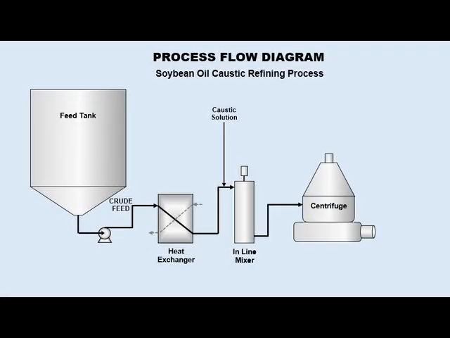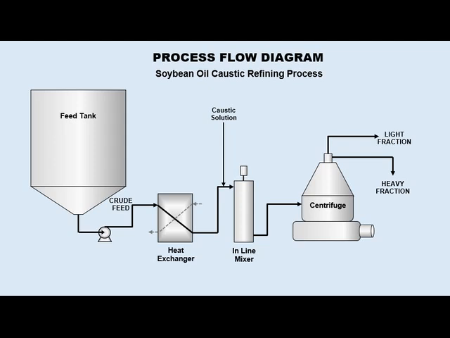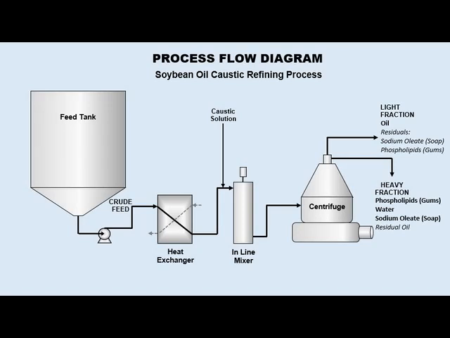The soapy oil is then fed to a centrifuge. The centrifuge separates the soapy oil into two fractions. One fraction consists of a light, oleophilic, or oil-loving fraction. The other fraction consists of a heavy, hydrophilic, or water-loving fraction. The light fraction consists primarily of oil, along with a residual amount of soap and non-hydratable gums. The heavy fraction contains mostly hydratable gums, water, and soap with some residual oil, unreacted sodium hydroxide, and other polar material that was present in the crude feed.